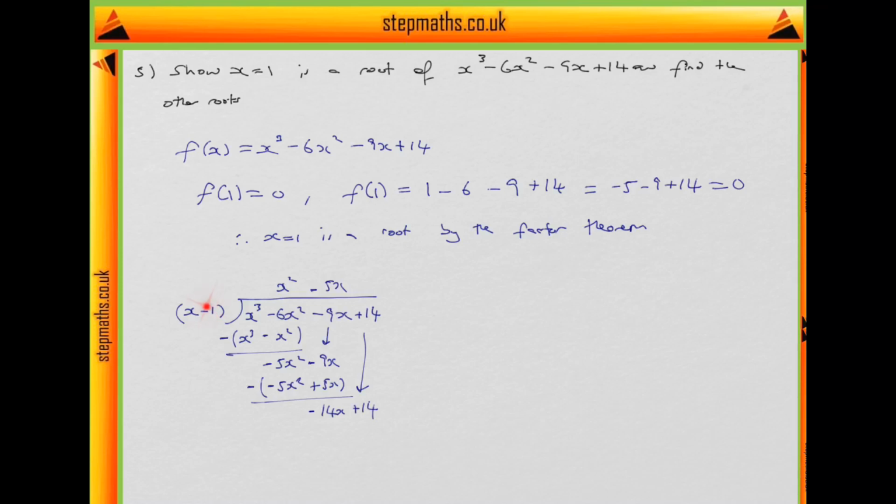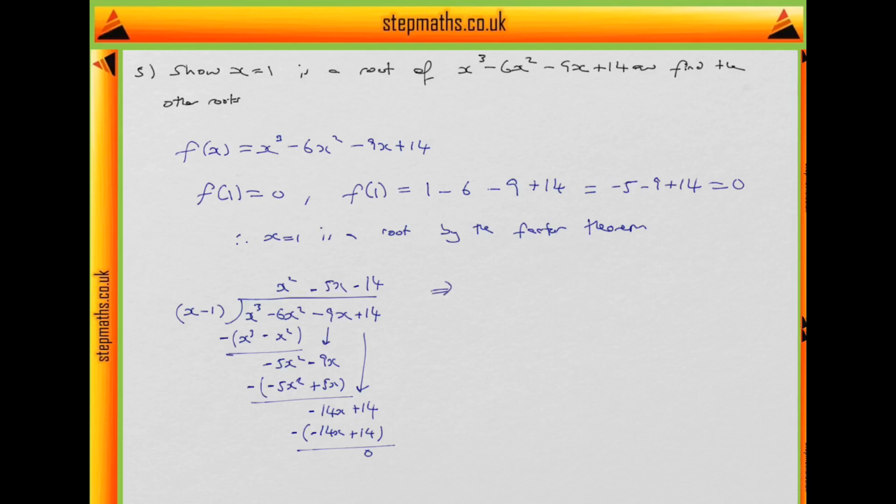What multiplies x to give you minus 14x? Well, clearly minus 14. So we do that, and we get minus 14 times x is minus 14x, and minus 1 times minus 14 is plus 14. So that comes out as 0, which is what we require.